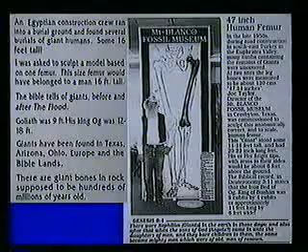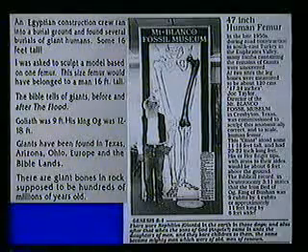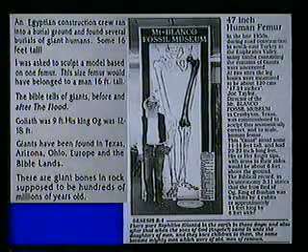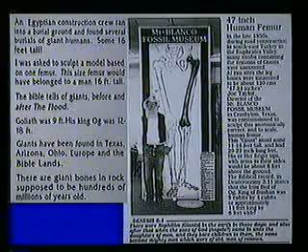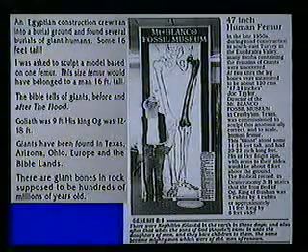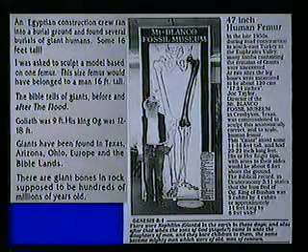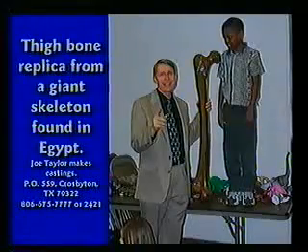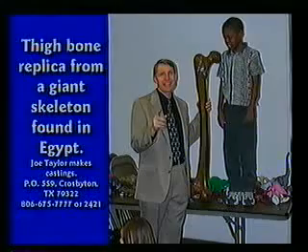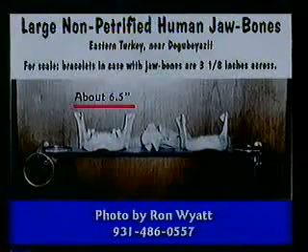Giant skeletons have been found in Texas, Arizona, Europe, Ohio, and in the Bible lands. There are giant bones in rock supposed to be hundreds of millions of years old. That's the problem, is that stupid evolution theory that hinders people from doing research. Here's a kid standing next to the replica of the thigh bone that was found in Egypt. In Turkey, giant skeletons and giant jawbones are on display right now.